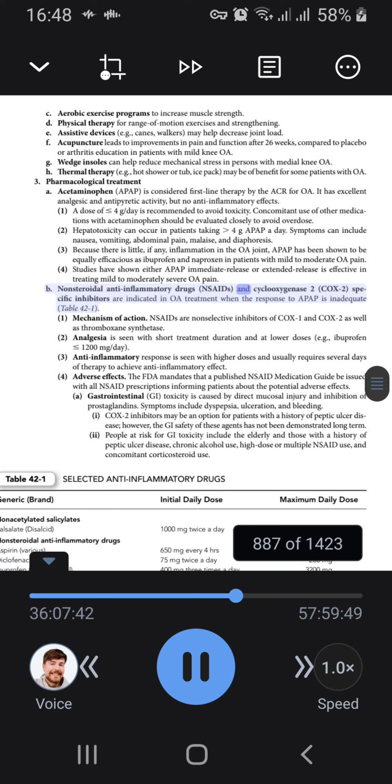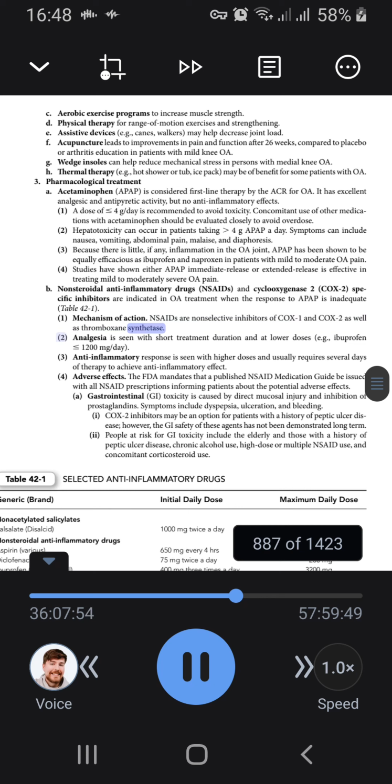NSAIDs and cyclooxygenase 2, COX-2, specific inhibitors are indicated in OA treatment when the response to a PAP is inadequate. Table 40-1. 1. Mechanism of action. NSAIDs are non-selective inhibitors of COX-1 and COX-2 as well as thromboxane synthetase.